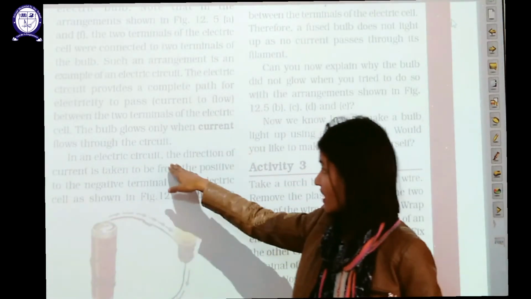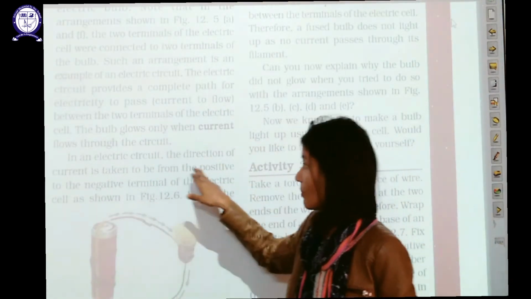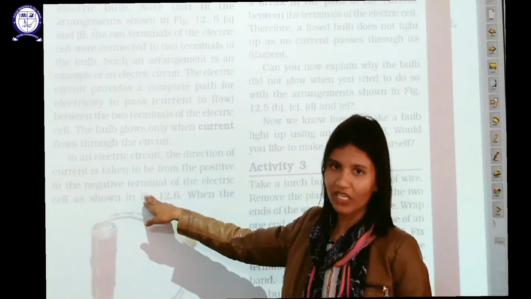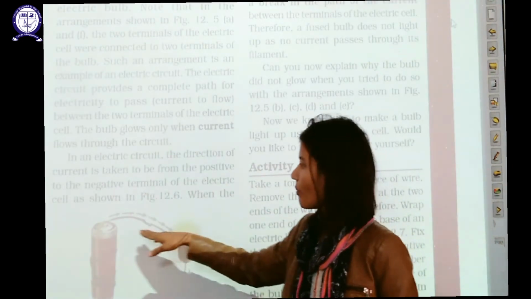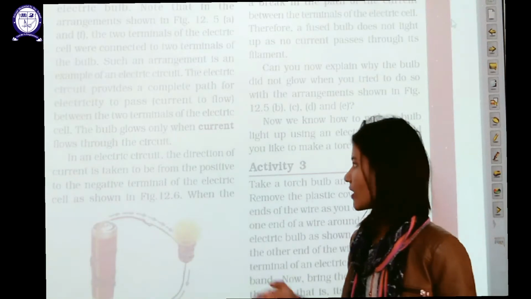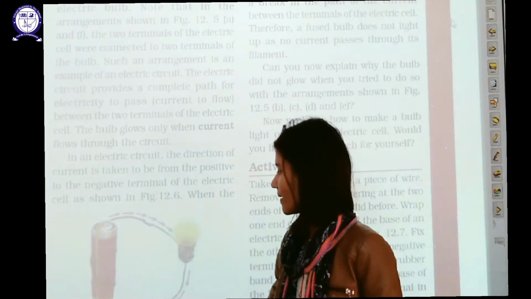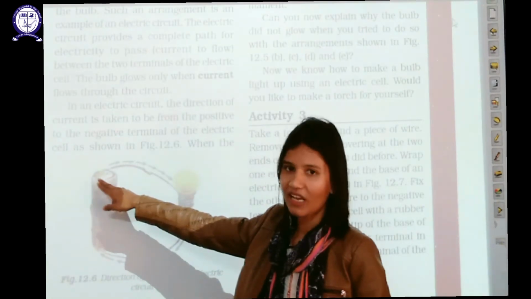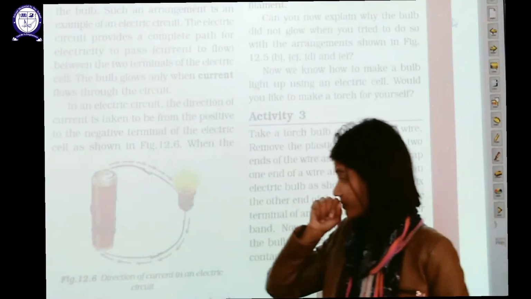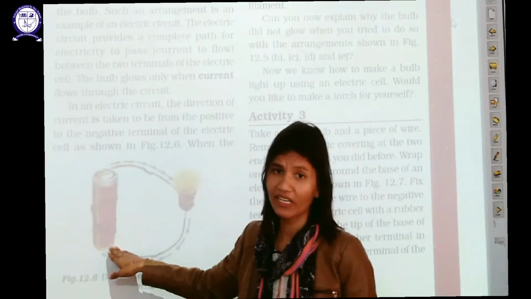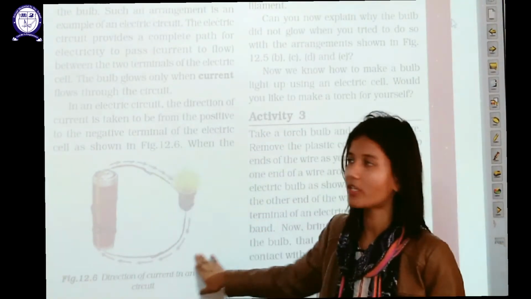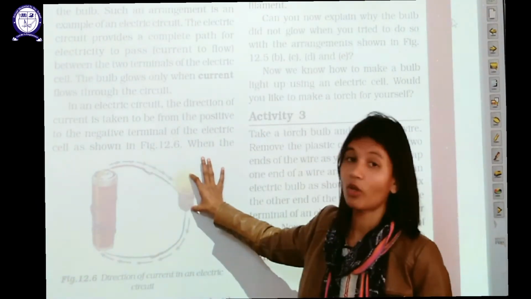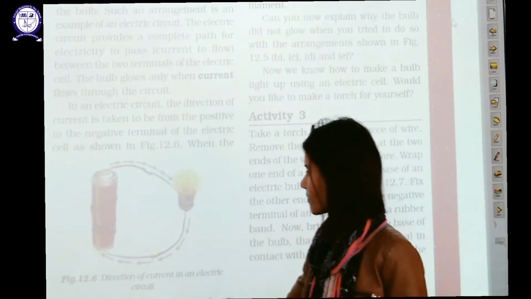In an electric circuit, the direction of current is taken to be from the positive to the negative terminal. Current will flow from the positive terminal to the negative terminal, okay, as shown in diagram 12.6. So you can see that the metal tip is the positive terminal and your base is the negative terminal. Current is flowing from positive to negative terminal. That's why your bulb is glowing, okay.